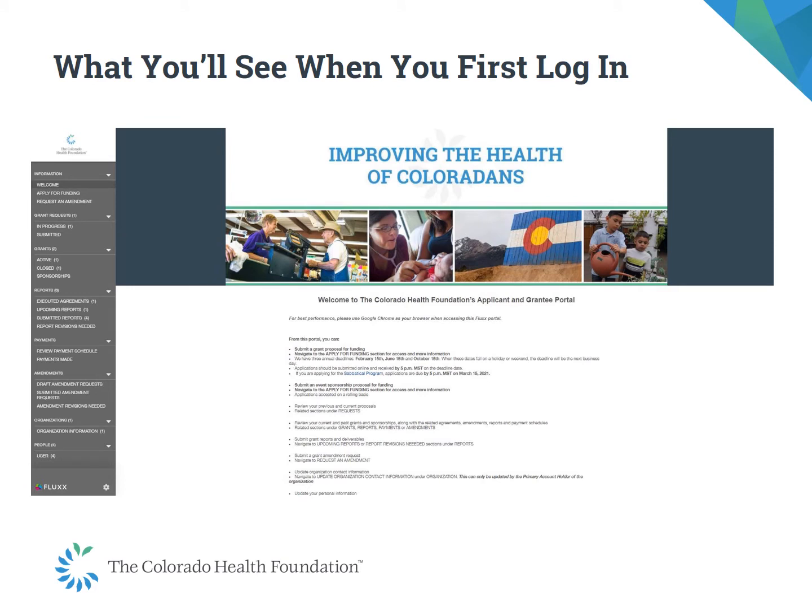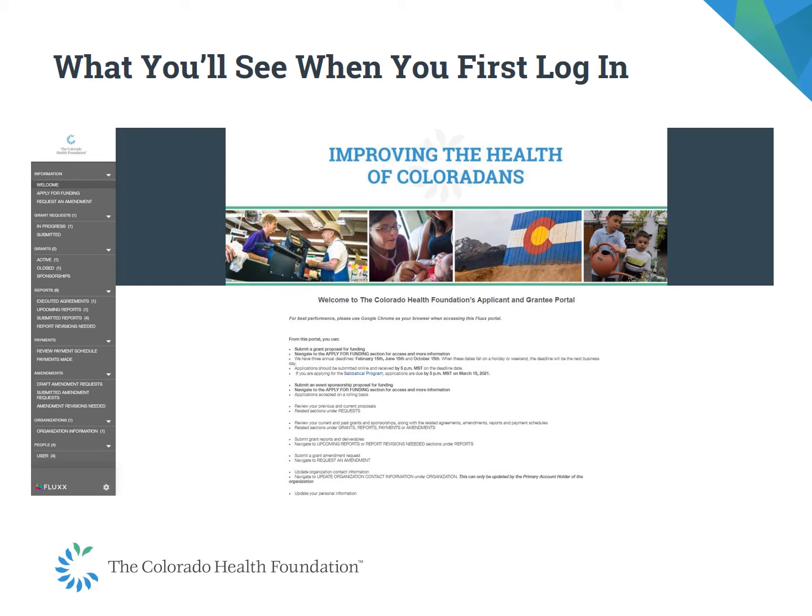When you first log into our grants management system, here's the screen you will see. Let's take a moment to walk through the available options. The left side of the screen provides a menu of choices. Here you can find information about the application process. You'll visit the section called Grant Requests to see both in progress and submitted applications that are associated with your account. You'll also be able to look at both active and closed grants.